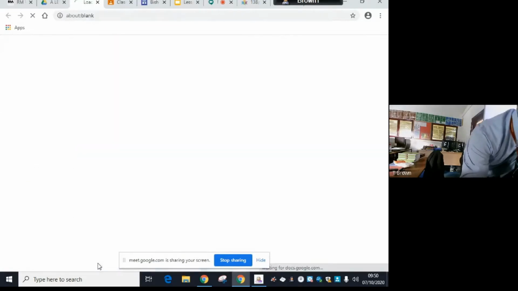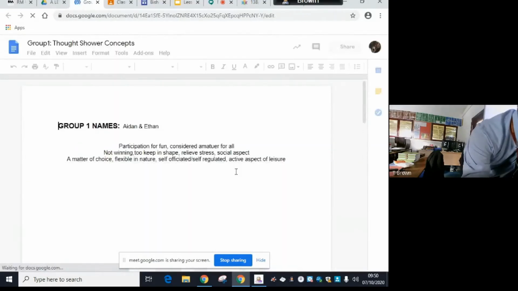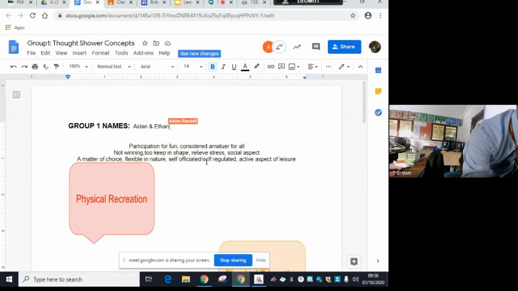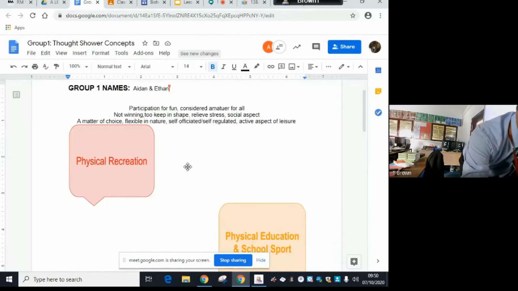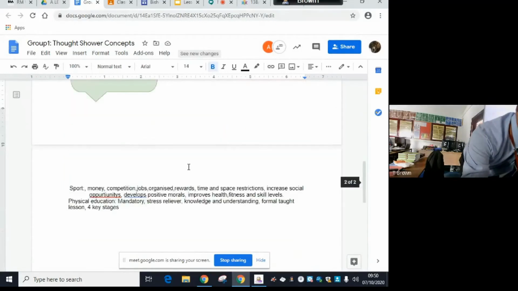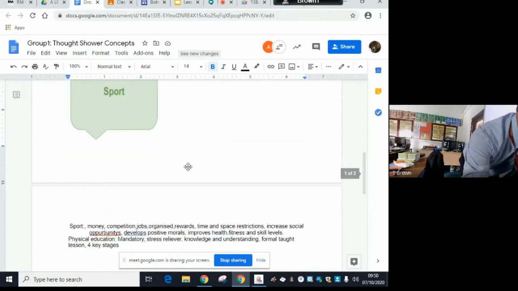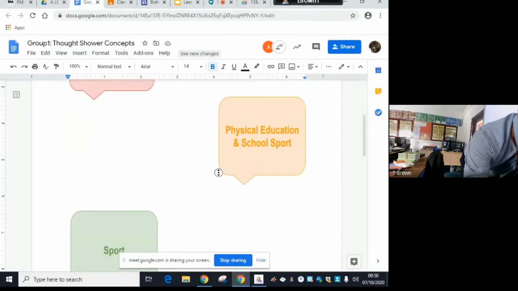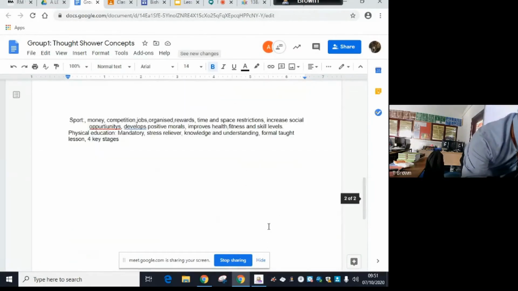Okay, and we are thought showers. So group 1. So Aidan and Ethan, where are we at with you? So this first one's physical recreation: participation for fun, considered amateur, for all, not winning, to keep in shape, relieve stress, social aspect, a matter of choice, flexible in nature, self-officiated, self-regulated, active aspect of leisure. Well done, that's good. Now, because you put them here, so sport you've jumped to, rather than looking at physical education and sport. So let's have a quick look at where you got to.